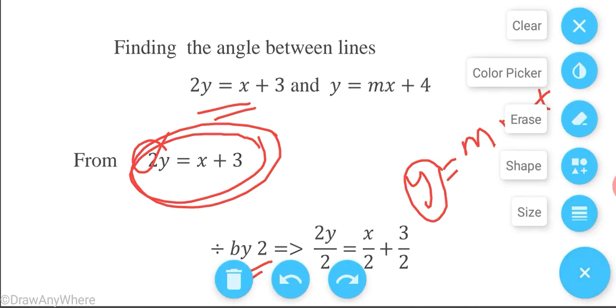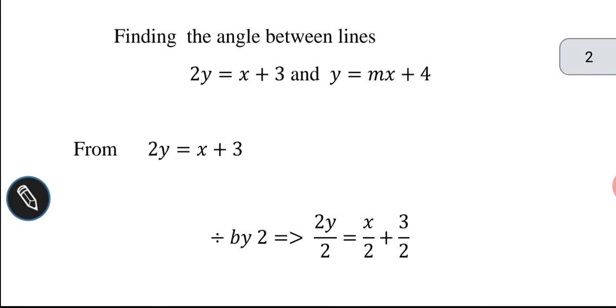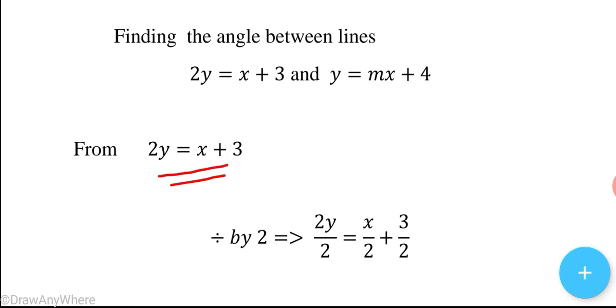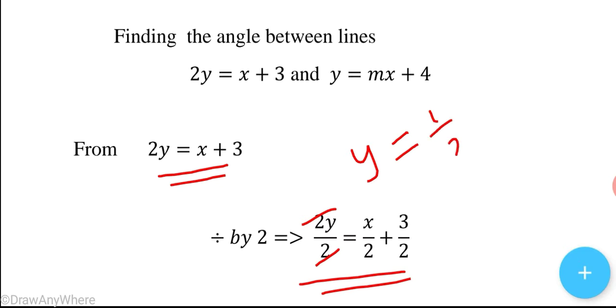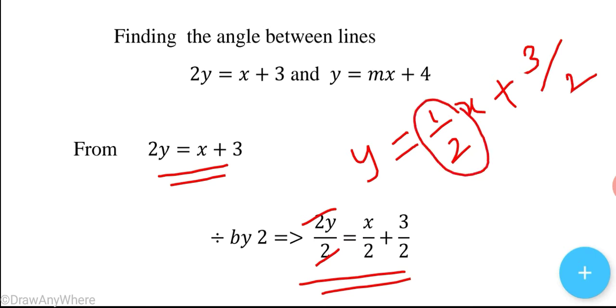So now the equation becomes 2y divided by 2 equal to x by 2 plus 3 by 2. If we divide by 2, it becomes 2y by 2 equal to x by 2 plus 3 by 2. So 2 gets cancelled. y is equal to 1 by 2 x plus 3 by 2. Here the coefficient of x is 1 by 2. So slope m1 is 1 by 2.